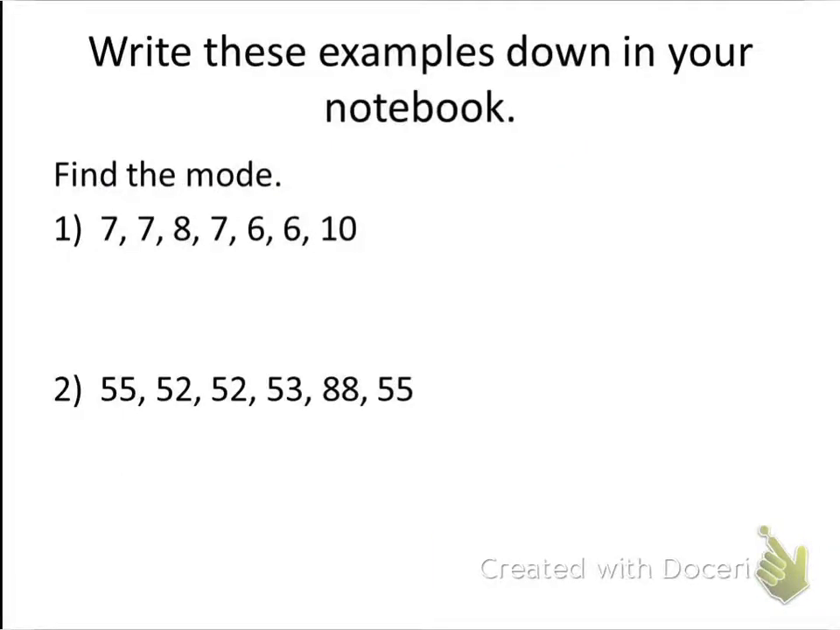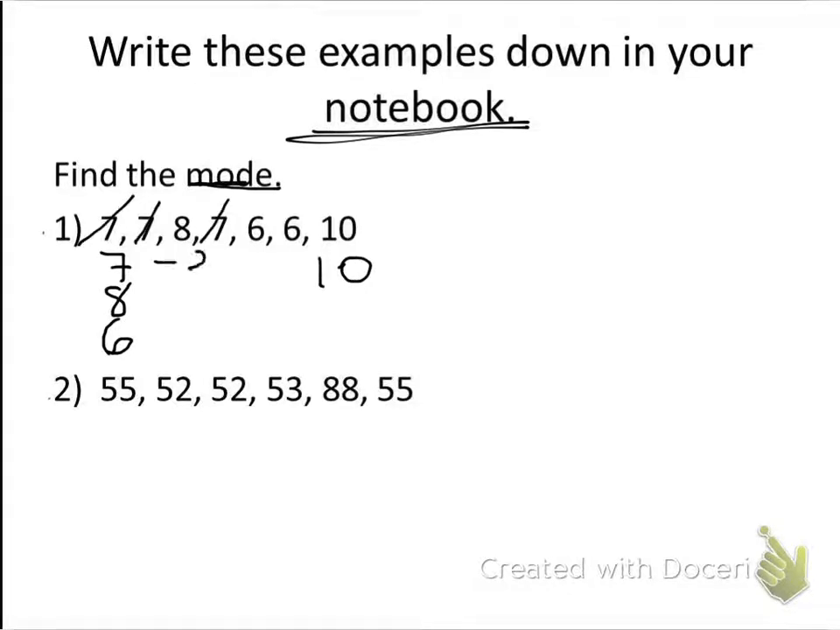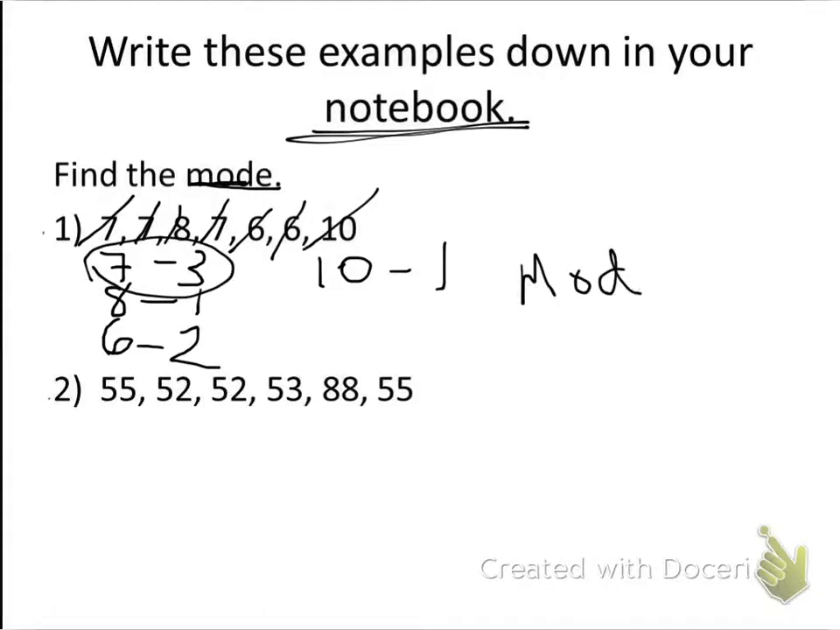Here are some examples. So we need to find out for these two, you need to write them down in your notebook, please. You need to find out for these two which one occurs the most for the mode. So we have 7, 8, 6, and 10. 7 is in there 1, 2, 3 times. 8's in there once, 6 twice, and 10 once. Okay, the one that occurs the most is 7, so the mode equals 7.